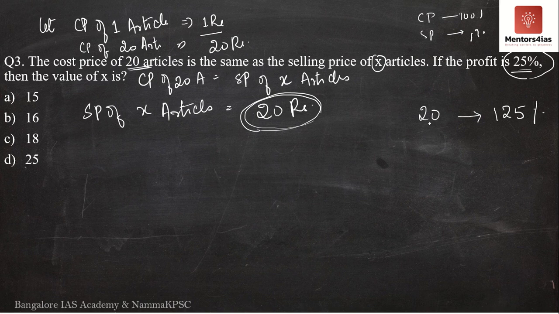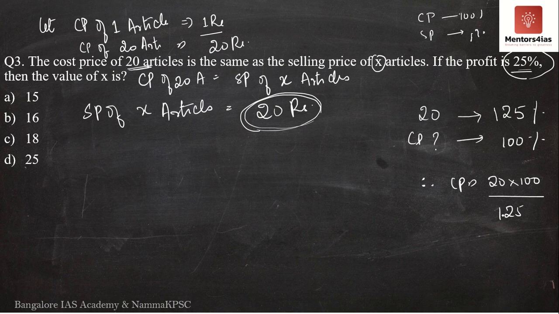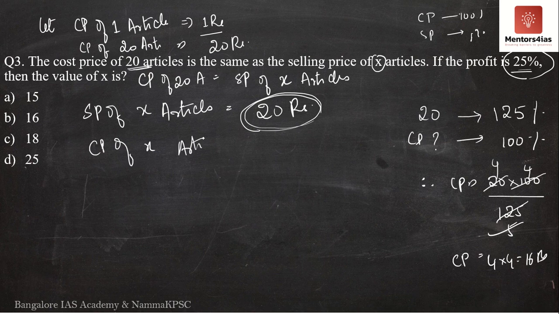So what we will do? We will take 20 rupees to be 125%. Then what is the cost price? Which is equal to 100 rupees. So therefore, what is cost price? Cost price is nothing but, again, cross multiplication, 20 into 100 divided by 125. So 25 5s are, 25 4s are, again 5 4s are. Therefore cost price is what? 4 into 4 is equal to 16 rupees. Therefore cost price of X number of articles is equal to 16 rupees.